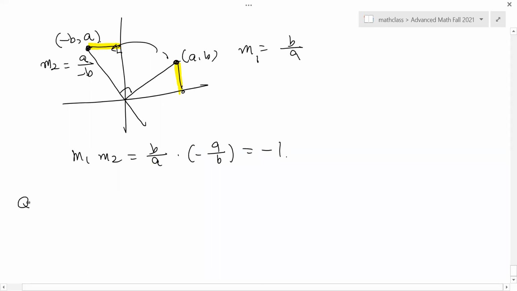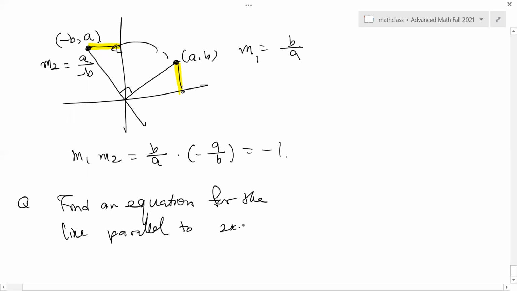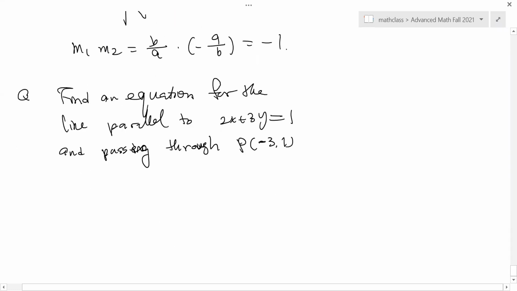All right, let's look at the following problem. Find any equation, meaning in any form, for the line which is parallel to 2x plus 3y equals 1 and passes through another point. So what are we given? We are given the point P (-3, 1).